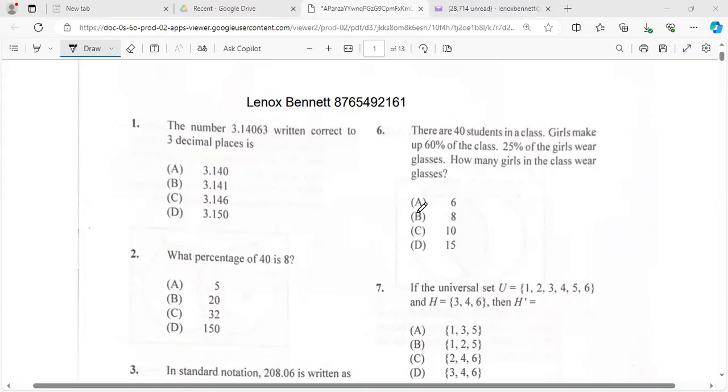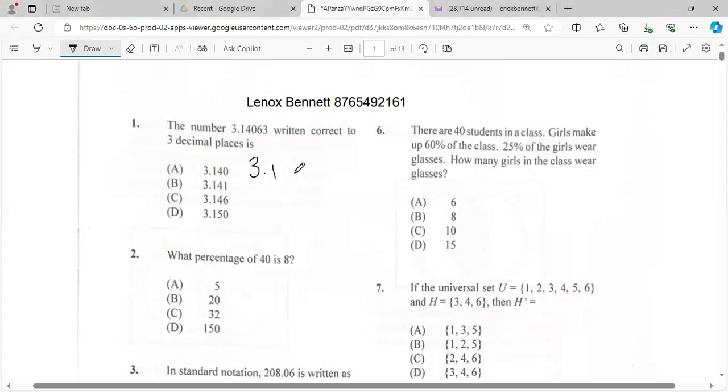This is the 2024 paper. Let's go. It says the number 3.14063 written corrected to 2 decimal places is. So we're gonna correct it to 2 decimal places. Let's go, guys.